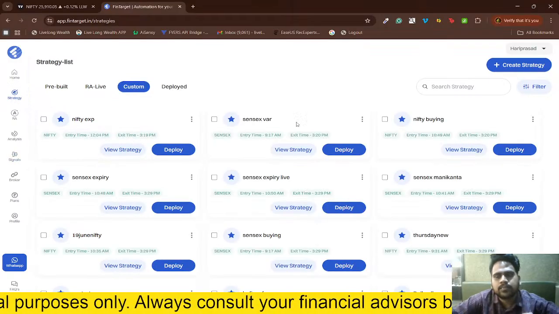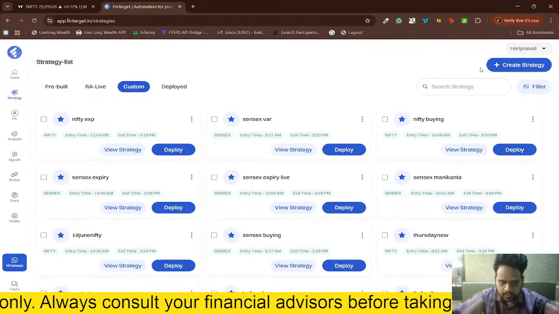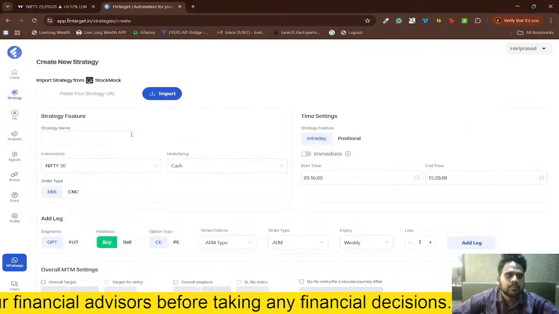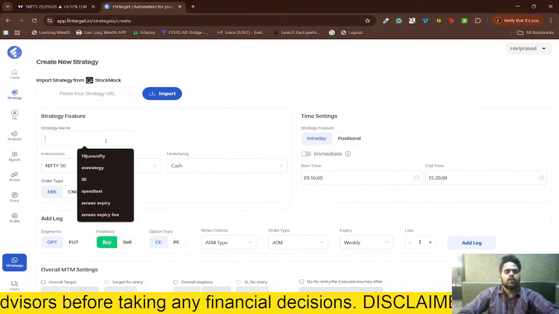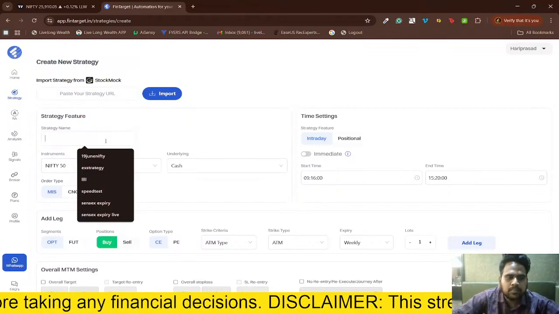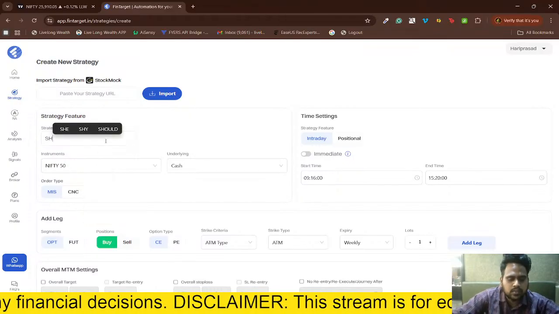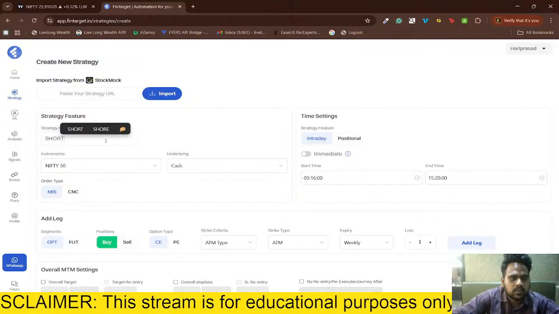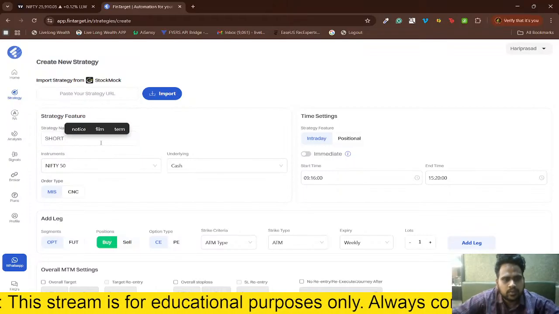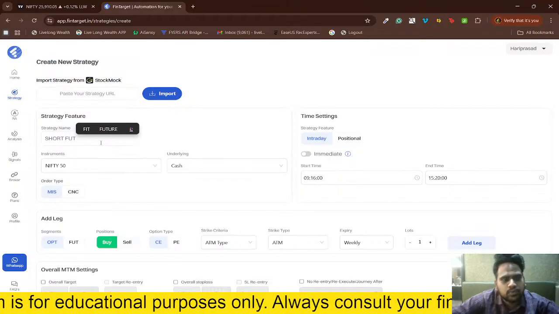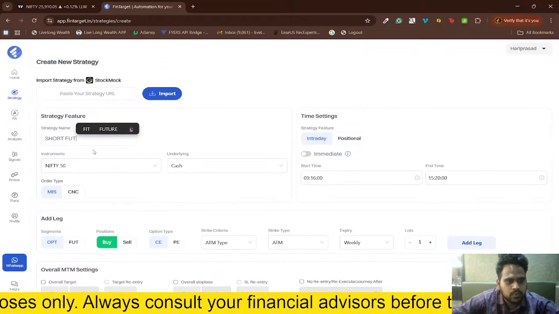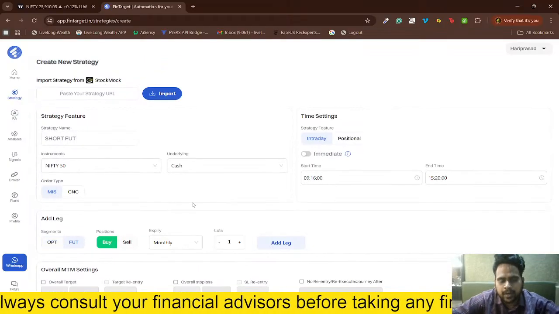Go for the strategy. Once again, I'm telling you the whole process: FinTarget, create a strategy. We can name it short FUT, so we go for a futures perspective. Cash future, now what I will do: short future. I'm trying to take a trade.